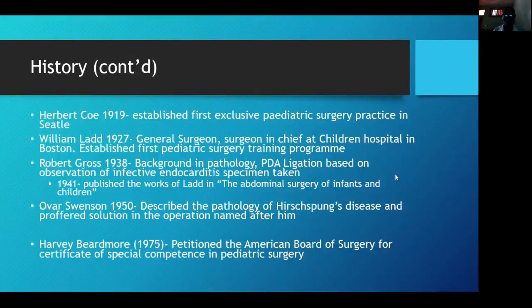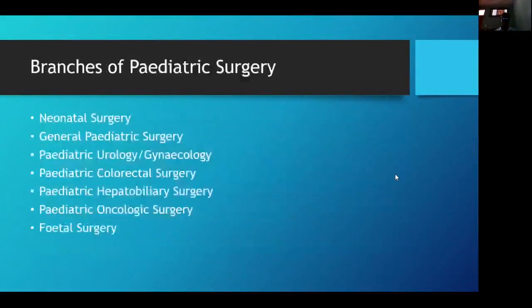Ovar Swenson, we all know, described the pathology of Hirschsprung's disease and also proffered a solution in the operation that is named after him. And it was a Canadian surgeon, Bidmore, who petitioned the American Board of Surgery so that pediatric surgeons can all receive special options in pediatric surgery. So it served as the basis for education of pediatric surgeons in America.